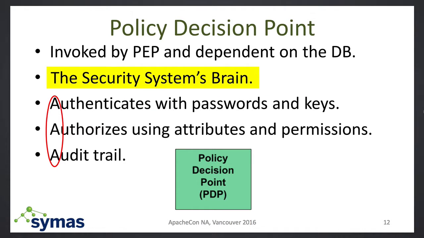So the policy decision point is invoked by the enforcement point. It's dependent on a database. And that makes it the security system's brain. So it's really the central element to this system. It authenticates with passwords and keys, and it authorizes with permissions and attributes, and it better leave an audit trail.